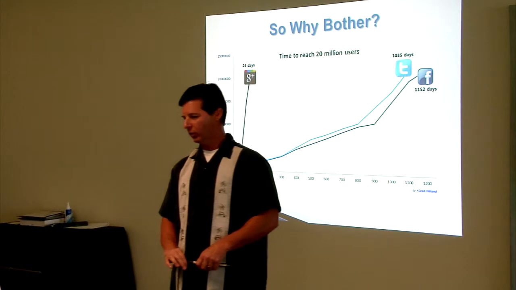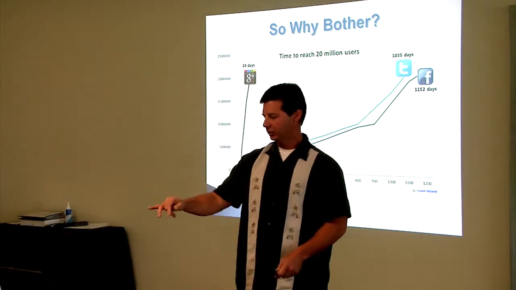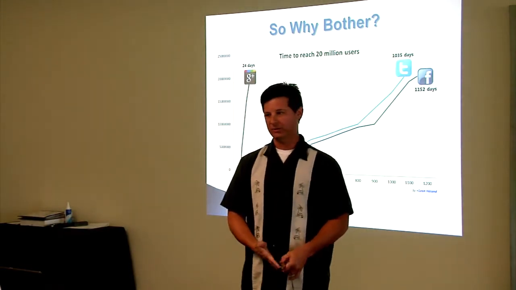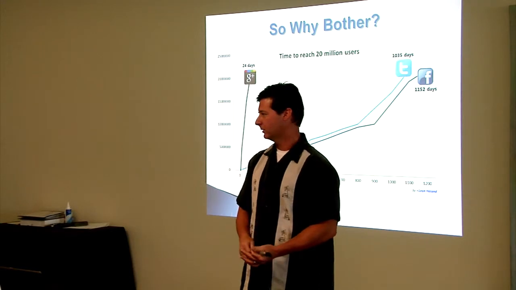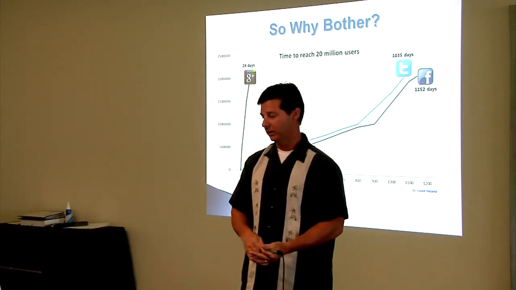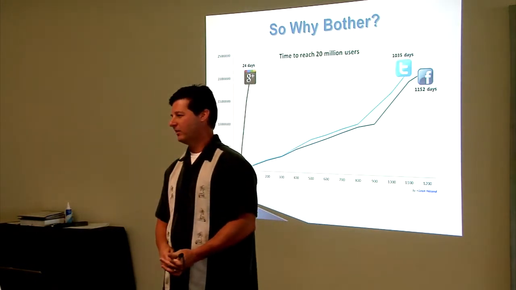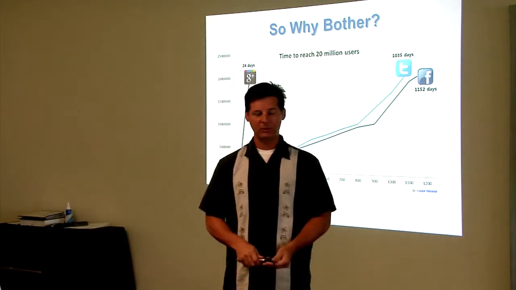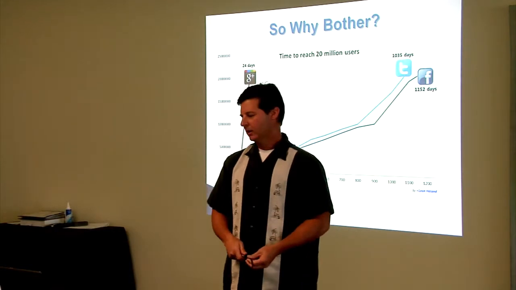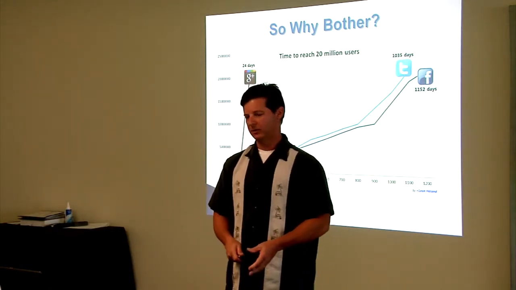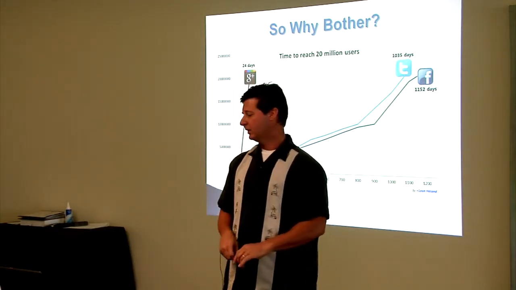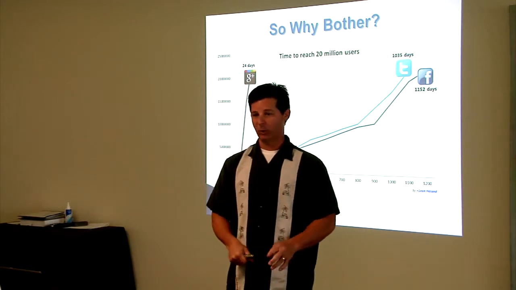here's the thing. Google has a captured audience. It took Twitter and Facebook almost 3 years to reach the 20 million user mark. It took Google 24 days. Right now, Facebook is at about 950 million users. Google right now is at about 120 to 140 million. They're estimating in the next 12 months that'll be 400 million.